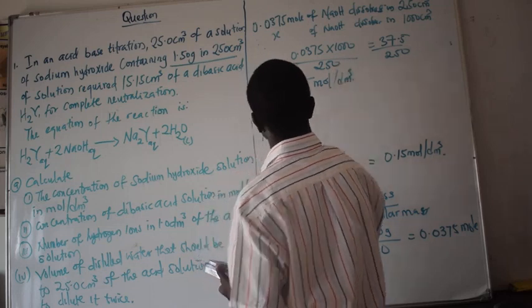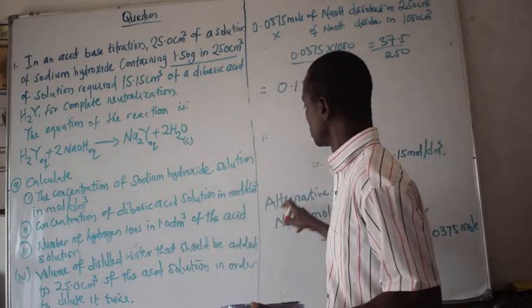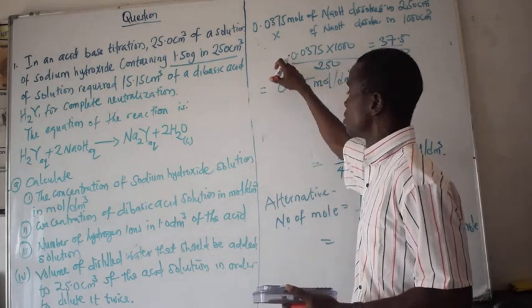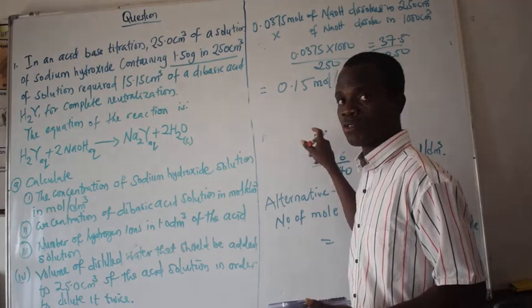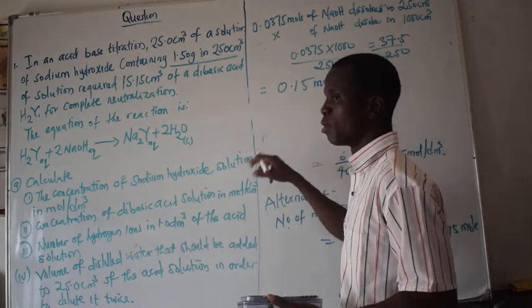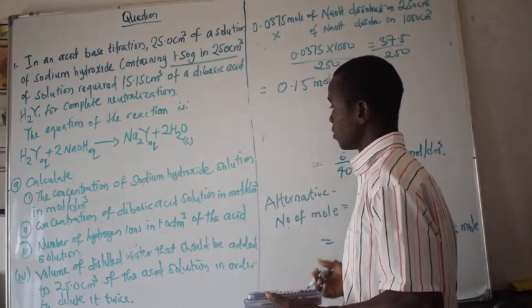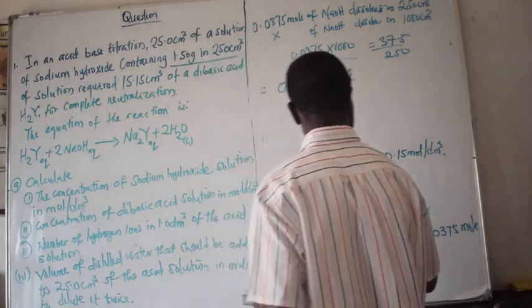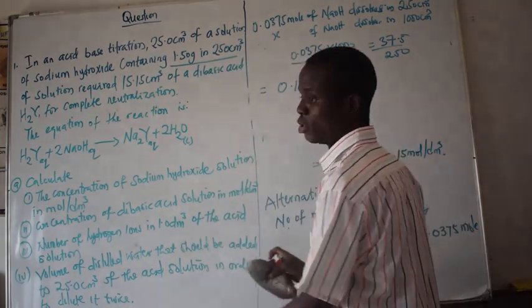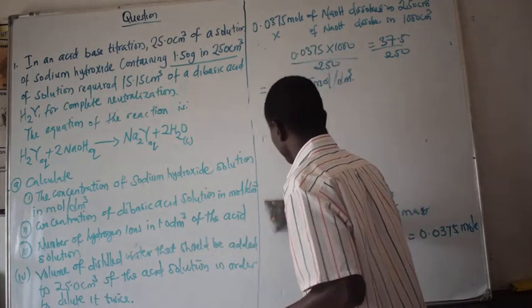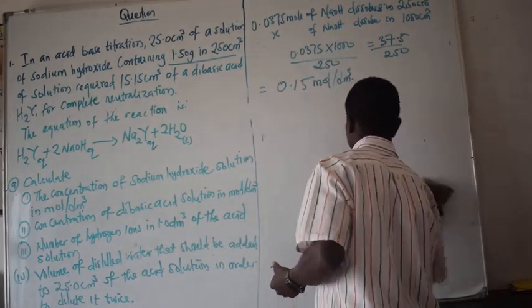So any method you want to use, you can convert to gram per dm³ first before you use number of moles equals mass over molar mass, or you can convert to mole using number of moles equals mass over molar mass before you convert it to mole per dm³. Everything is accepted, just so that you know the procedure that follows. So number one has been settled. Now, number two.